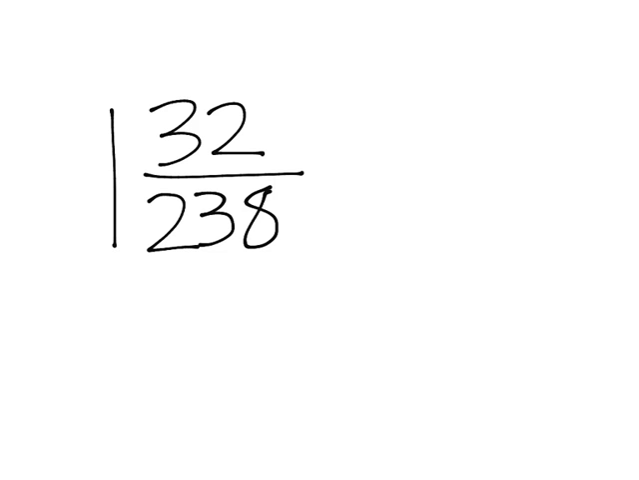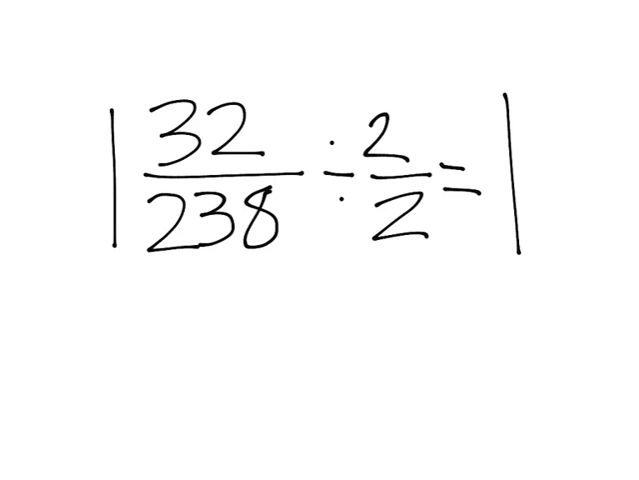And I know that 32 and 238 are both even numbers, so I want to simplify it by dividing by 2. Bring over my whole number. 32 divided by 2 is 16. 238 divided by 2 is 119. Since these two numbers, the numerator and the denominator, do not have anything in common, I know that my answer is already in simplest form. So therefore, I do not need to do anything else. My final answer will be 1 and 16 over 119.